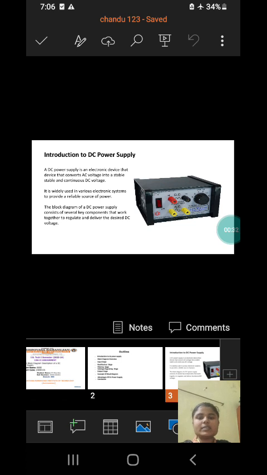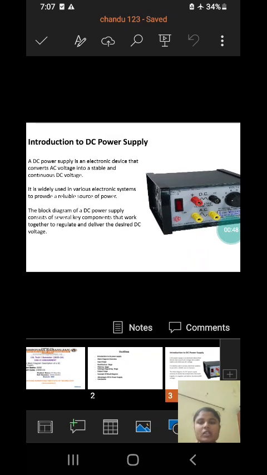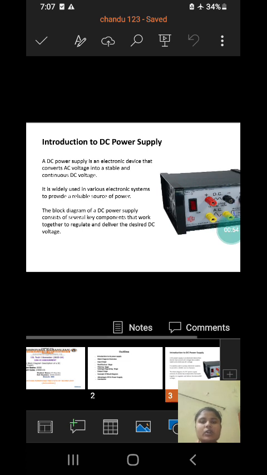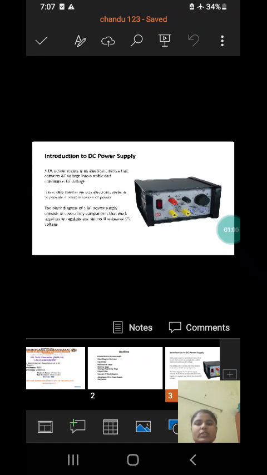Introduction to DC power supply. A DC power supply is an electronic device that converts AC voltage into a stable and continuous DC voltage. It is widely used in various electronic systems. The block diagram of a DC power supply consists of several key components that work together to regulate and deliver the desired DC voltage.